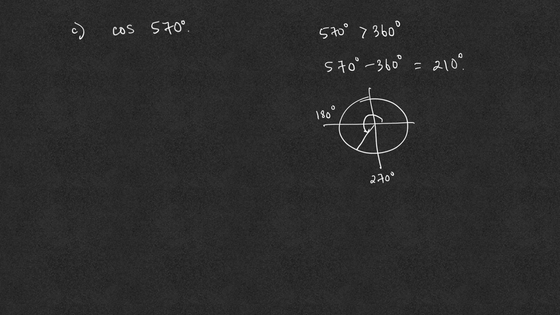To find the reference angle to this 210 degrees, which was originally 570 degrees, we would take 210 degrees minus 180 degrees, which is simply 30 degrees. So cosine of 570 degrees is plus or minus cosine of the reference angle, which is 30 degrees. But we know that cosine of 30 degrees is the square root of 3 over 2.